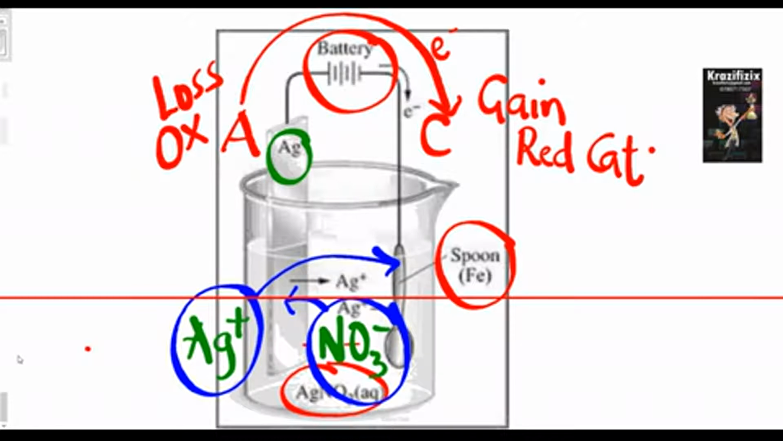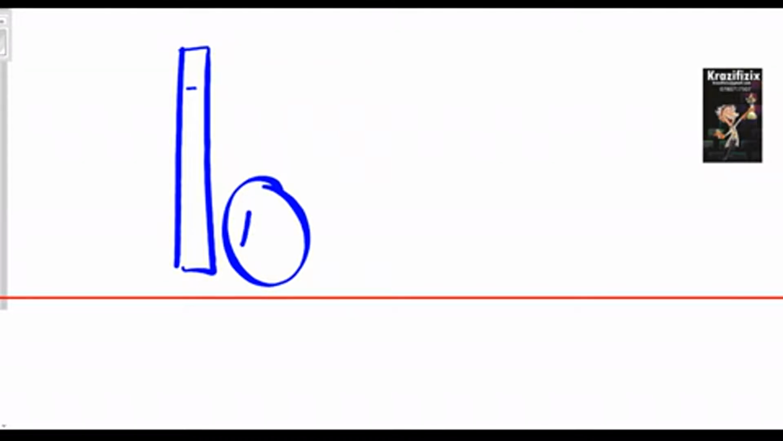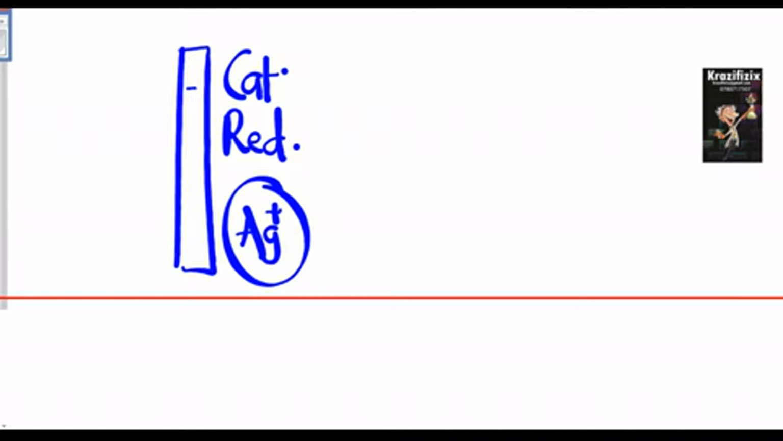We need a new page, so I'm going to separate the electrodes right now. Let's start with the spoon. Our spoon here is the negative. Remember, we have Ag+, and this is our cathode. And what happens at the cathode? Reduction takes place at the cathode. So we've got an iron spoon and a silver ion just close to it, connected to the negative terminal.